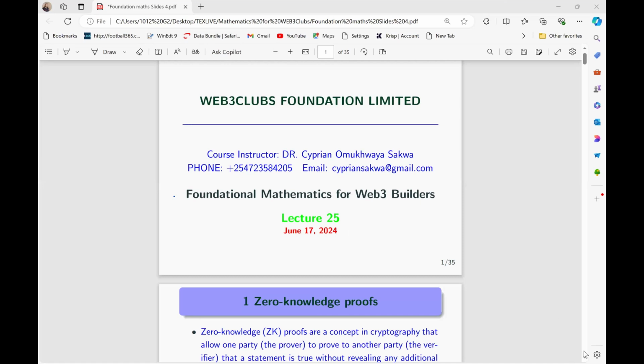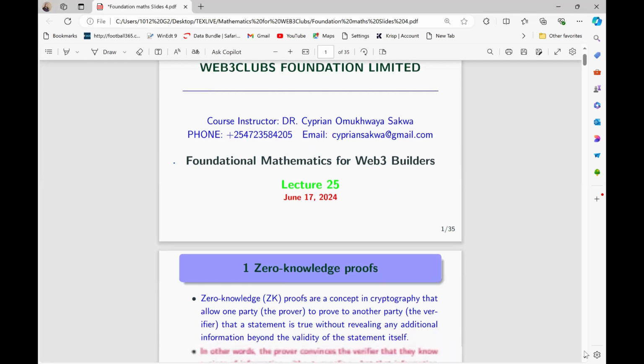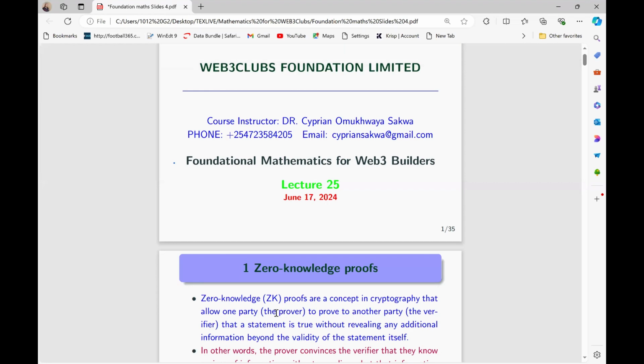Now, we'll be looking at zero knowledge proofs. First of all, I'll define what that is. Zero knowledge, which we also abbreviate as ZK proofs, is a concept in cryptography that allows one party to prove to another party that a statement is true without revealing any additional information beyond the validity of the statement.